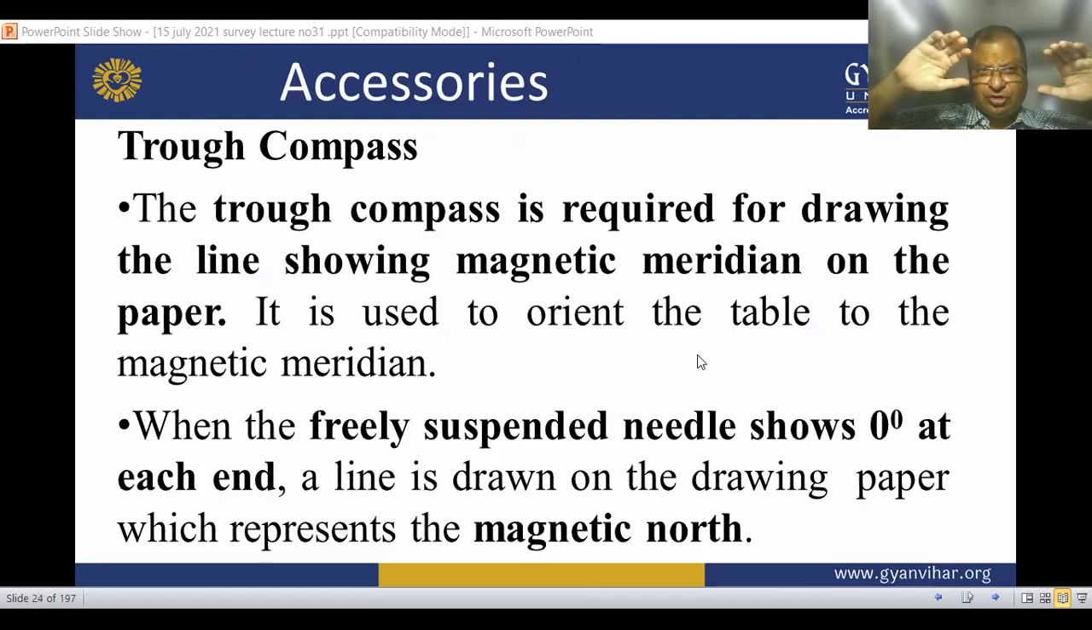Now, the trough compass. The trough compass is required for drawing the lines showing the magnetic meridian on the paper, and it is used to orient the table to the magnetic meridian. When the freely suspended needle shows 0 degree, the line you draw on the drawing paper represents the magnetic north.